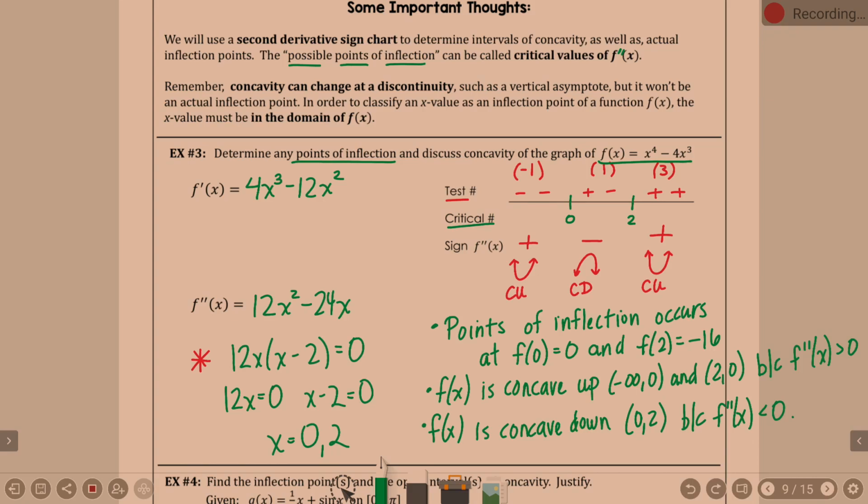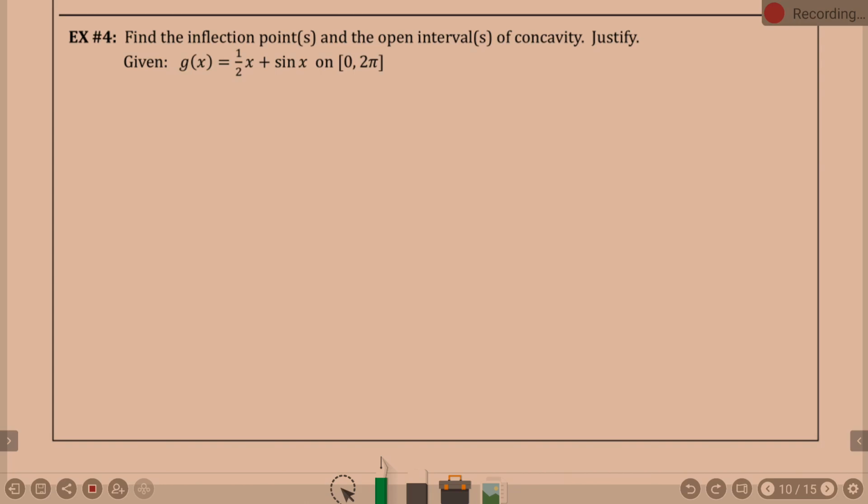Let's go ahead and talk about 4. I have to figure out which ones, and as I said, I have several noted in my notes that we're going to skip. So, okay, 4 asks us to find the inflection points and open intervals of concavity and to justify. Part of the reason we're doing this one is we got to review our trig. So part of the reason I'm not skipping it. Inflection points and concavity means we need to get to our second derivative.